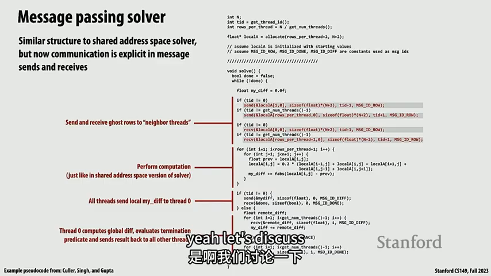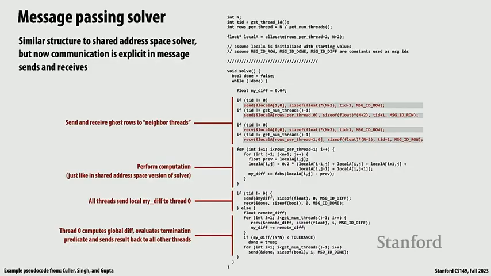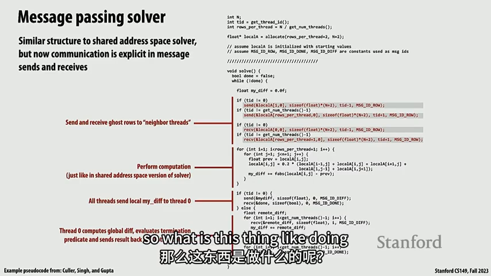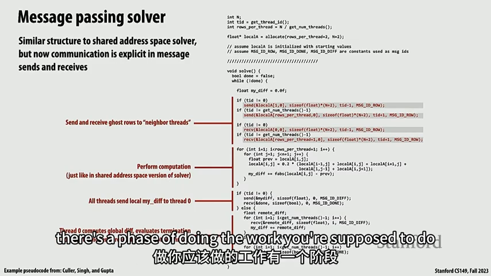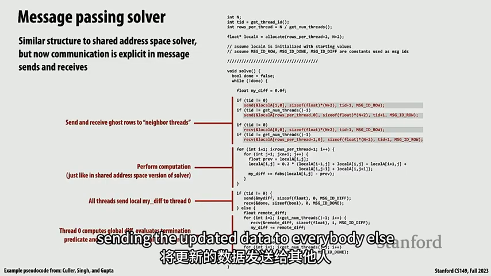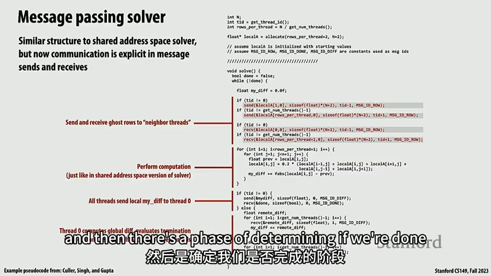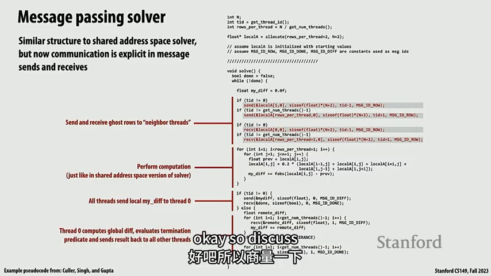Yeah, let's discuss. I want to make sure everybody understands this. This is worth discussing. So what is this thing doing? There's a phase of sending and receiving data. There's a phase of doing the work you're supposed to do. There's a phase of sending the updated data to everybody else, and then there's a phase of determining if we're done and whether or not we have to repeat again. Okay? So discuss.